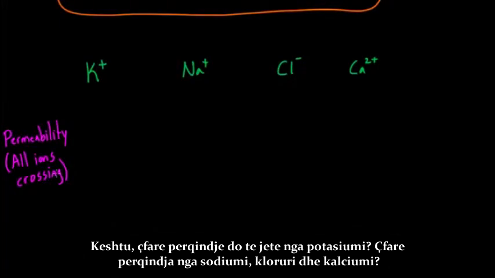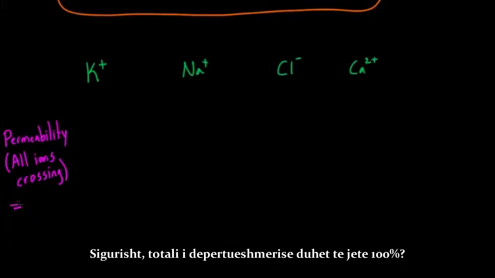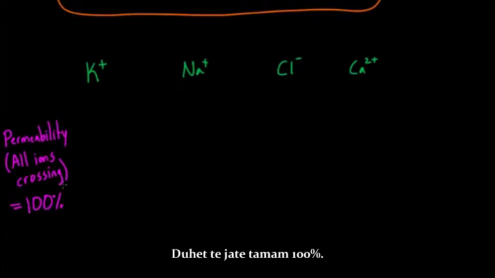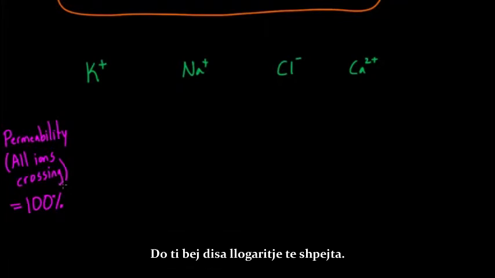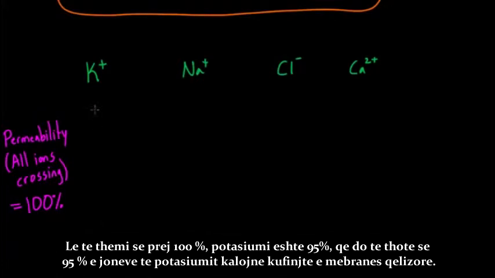So what percentage is going to be from potassium? What percent is from sodium, chloride, and calcium? And of course, the total permeability has to be 100%, right? We have to add up to 100%. And let's assume right now that we only have 4 ions going back and forth. So I'm just going to make up some quick numbers. So let's say that of the 100%, potassium is 95%, meaning that 95% of all border crossings, if we think about our cell border, cell membrane, 95% of the crossings are with the ion potassium.